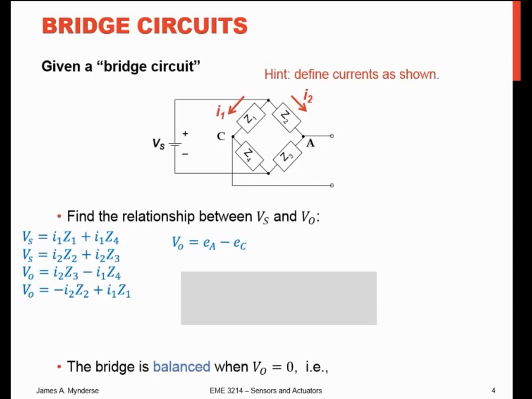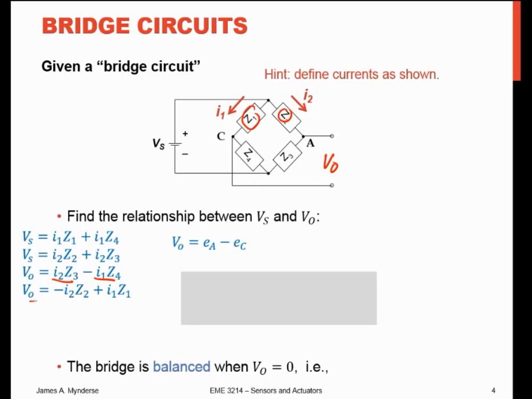I can look at the loop around the other side, and I come up with the same equation essentially. I can look at Vout in terms of the difference between the voltage drop across Z3 and Z4, which is I2 times Z3 minus I1 times Z4. I can also look at it as the difference in the voltage drops across Z1 and Z2. There are a lot of ways I can rearrange this.